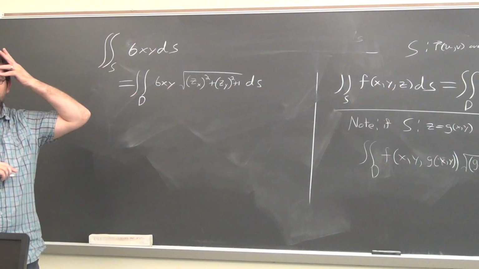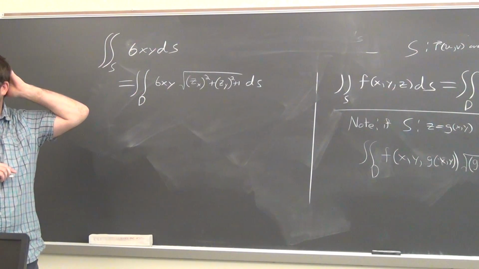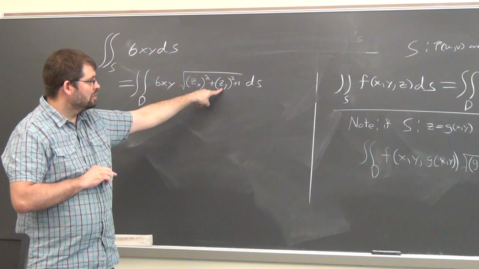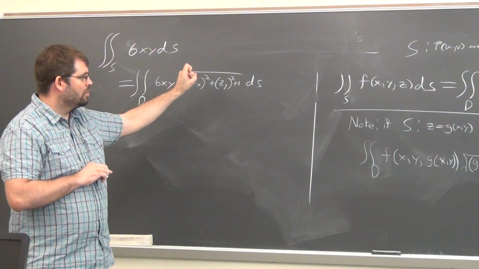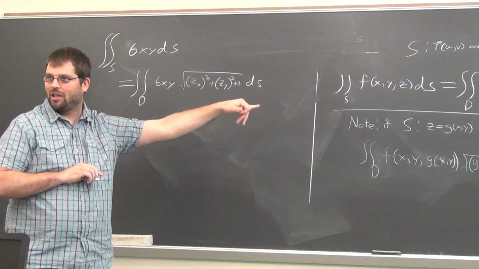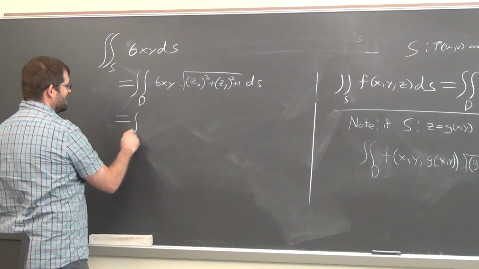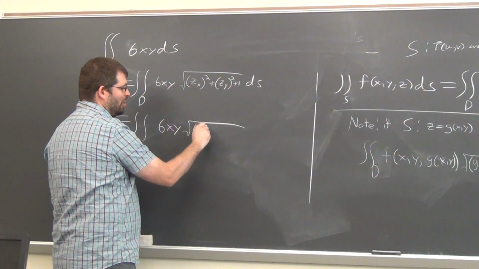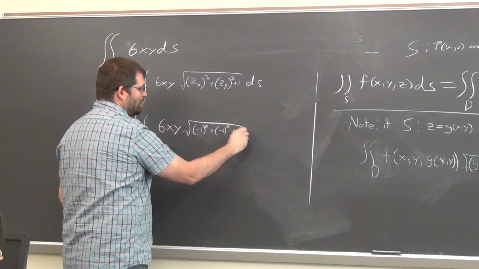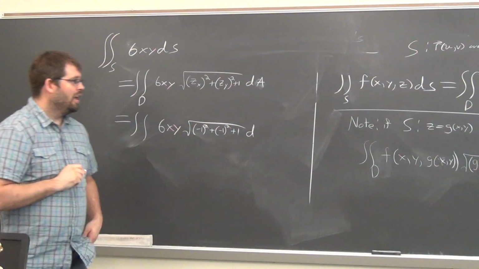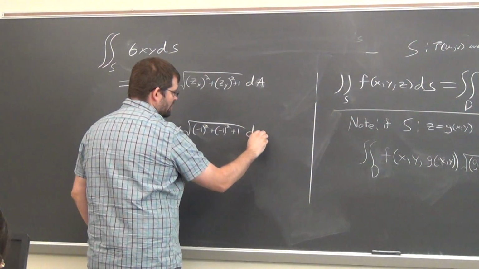And so the z sub x and the z sub y are both what? No, what's z sub x? They're both -1, right? Yeah, you take your partial derivatives. I guess I wasn't asking the right question. So that gives you the square root of -1 squared plus -1 squared plus 1. Oh, this should have been a dA here, right? dA. Okay.